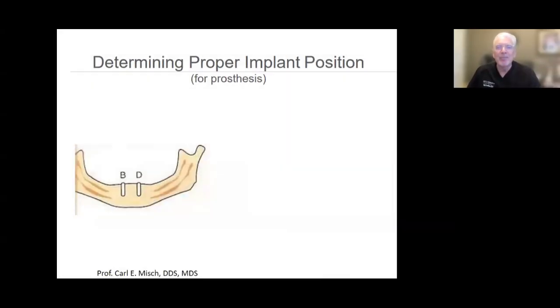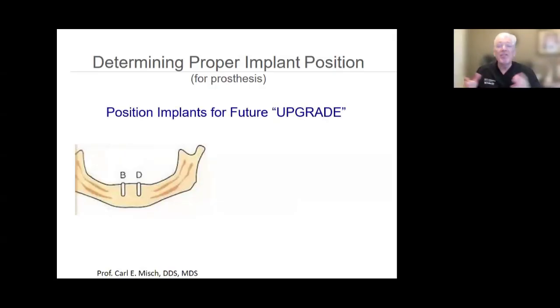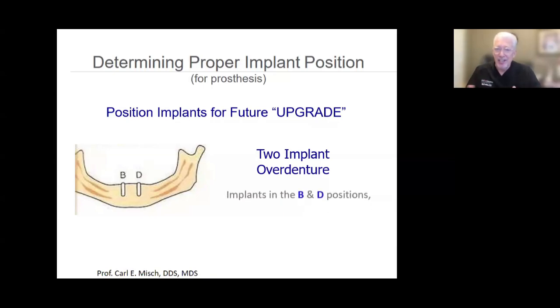What we see happening is that patients can say, but right now I can only afford 2 implants. And that could be very true. But 2 is the minimum. With 1 implant, you can't do anything. So 2 is the minimum. Look at placing these 2 implants in the B and D position.